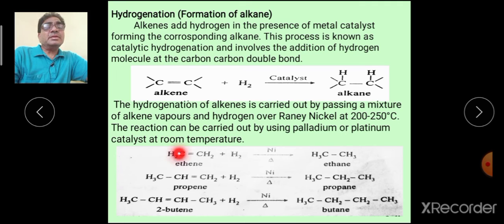This is our ethene molecule with hydrogen in presence of nickel catalyst. It is converted to ethane. Okay, propene to propane and butene to butane. Hydrogenation, that is addition of hydrogen across the double bond.